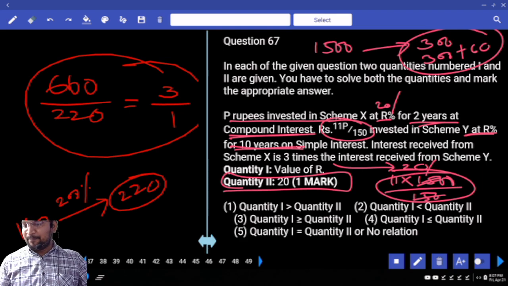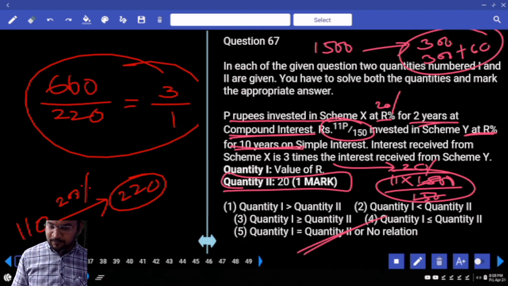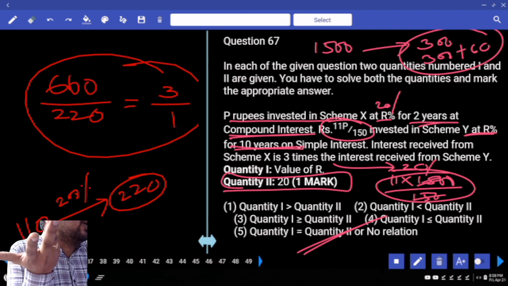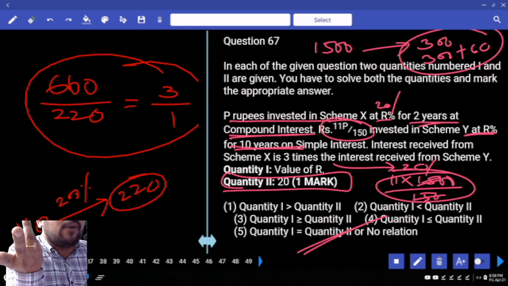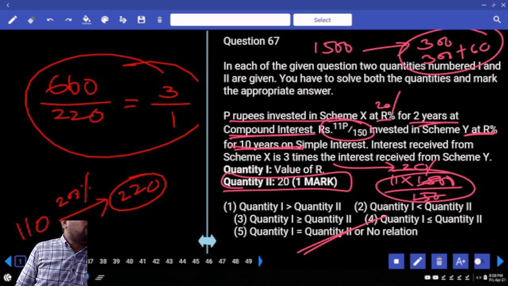And quantity 1 is equal to quantity 2. If I got less, then I go for quantity 1 is less than quantity 2. If it is more, quantity 1 is greater than quantity 2. Are you clear? 150 multiple. Shall I go for the next question?